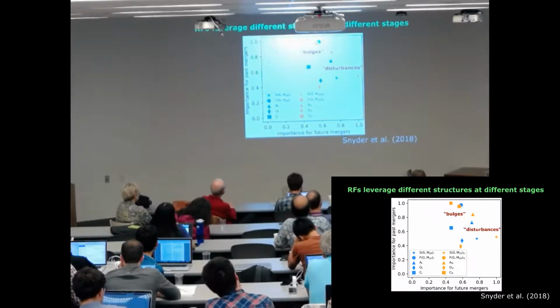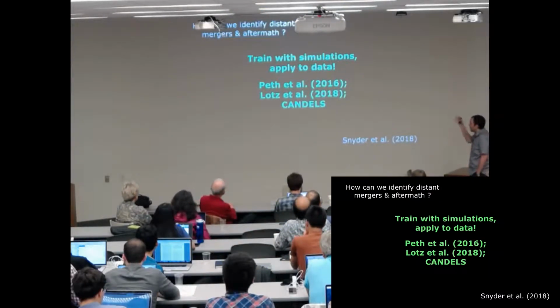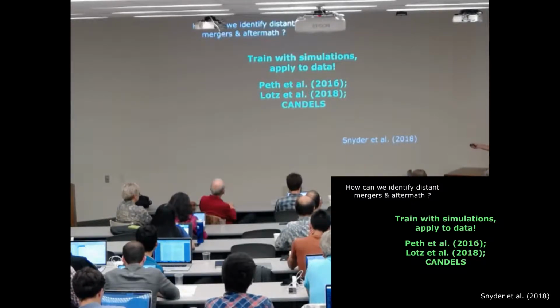And that's actually really nice because that's what you would expect for a set of mergers that are selected in different ways at different times. And finally, once we have this random forest set in a way that I think is as good as we could get, given the training set that we had, we went ahead and applied it to data.